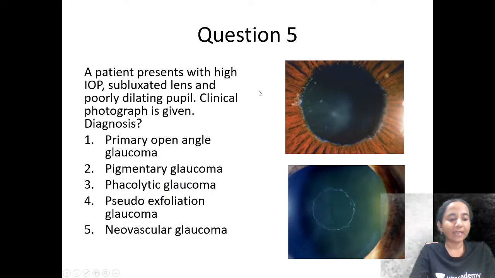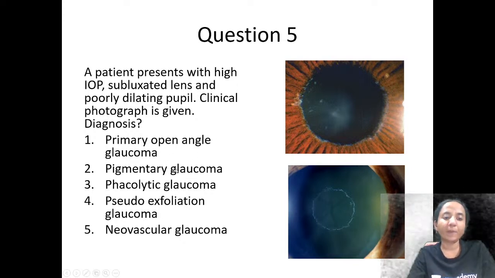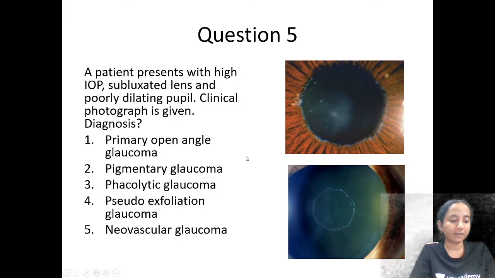Okay, now this is a slightly tough question. A patient presents with high intraocular pressure, a subluxated lens, and a not very well dilating pupil. Now, what is the clinical photograph? What will you call this? Primary open angle glaucoma, pigmentary glaucoma, phacolytic glaucoma, PXF glaucoma, neovascular glaucoma. Any idea what this is? These images are actually important.